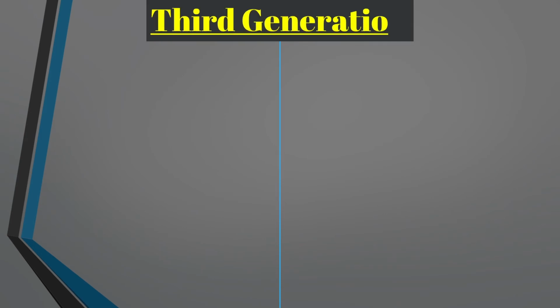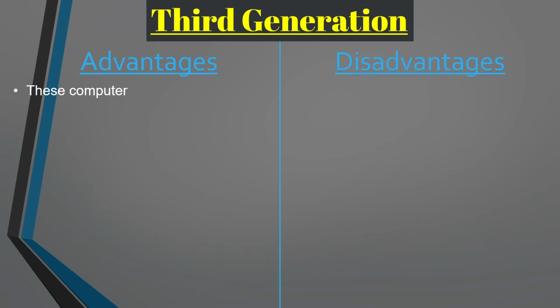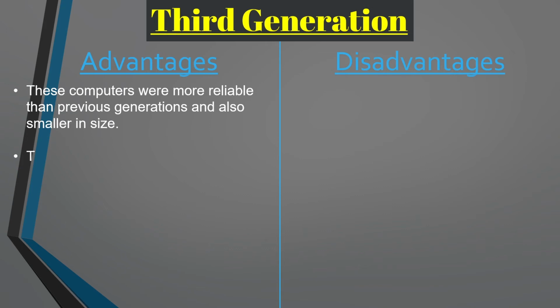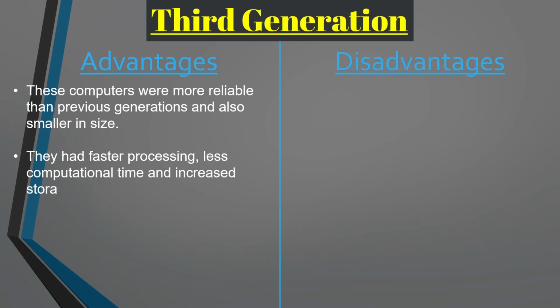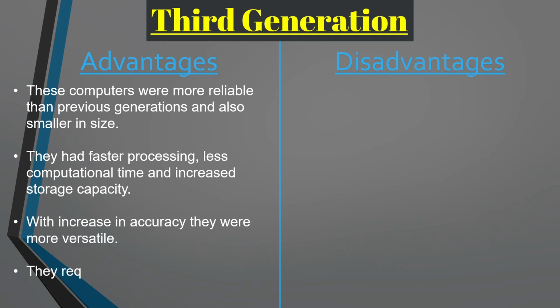In third generation computers, there are some advantages and disadvantages. The advantages of these generation computers are they were more reliable than previous generation and also smaller in size. They had faster processing speed, less computational time, and also increased storage capacity. With increase in accuracy, they were more versatile than the previous generation computers. They required less maintenance due to integrated circuits or IC.